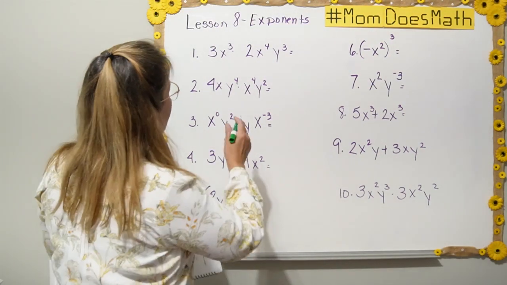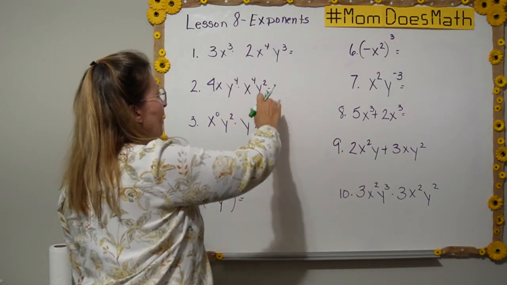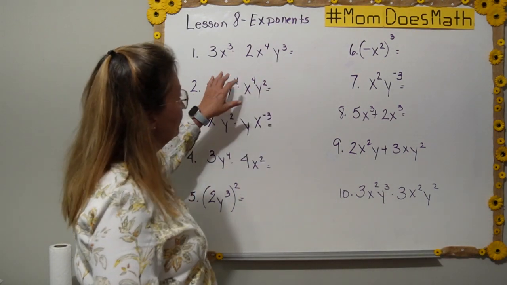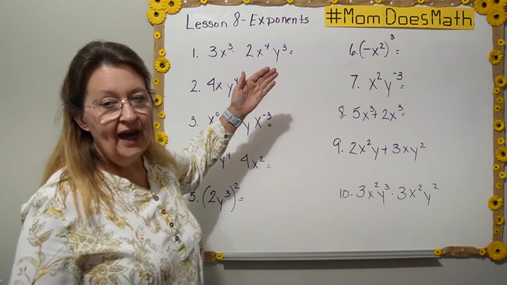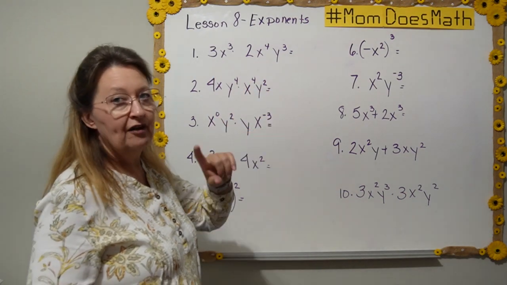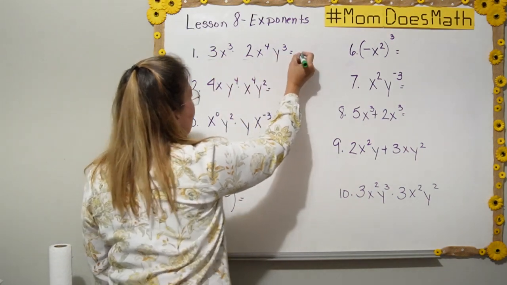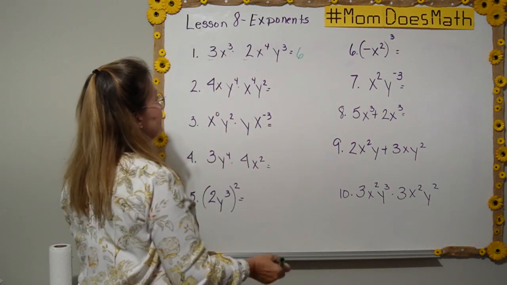Okay, so here I have 3x to the third times 2x to the fourth y to the third. Now remember, when you're multiplying bases, you add the exponents, and the exponents don't have to match for multiplication. Now for addition, they do. So here I'm going to multiply 3 times 2, that'll give me 6.